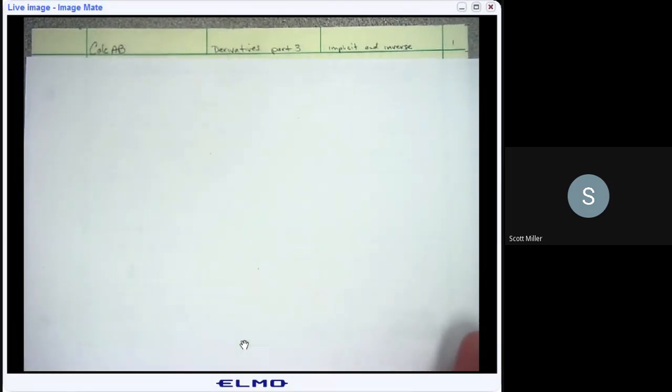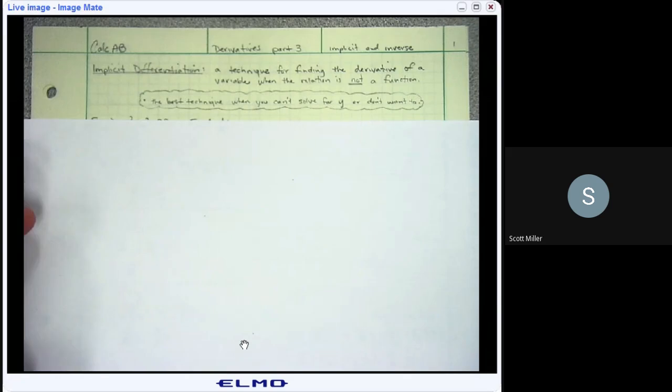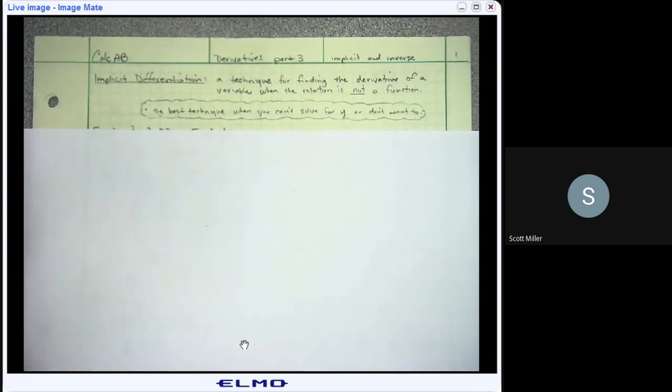Okay, so in this lesson right here, we're going to be looking at derivatives part 3, implicit and inverse derivatives. So more techniques on taking derivatives. So let's talk about the implicit rule.